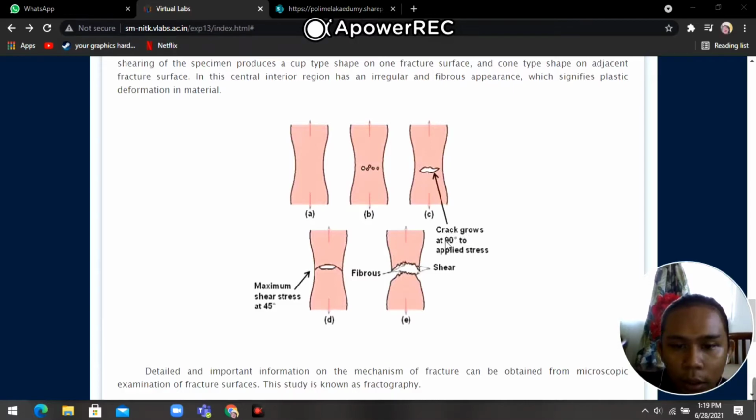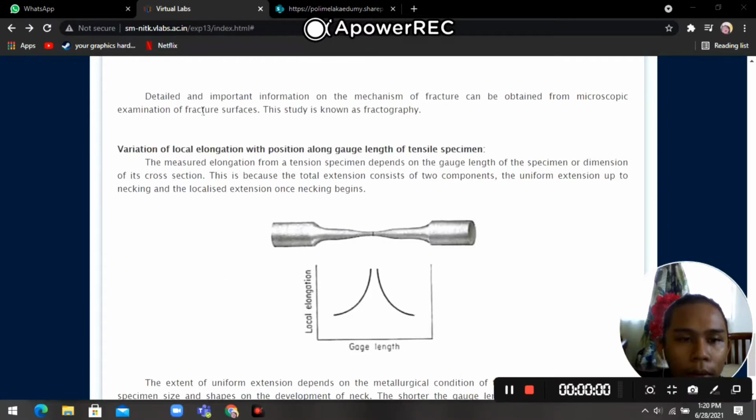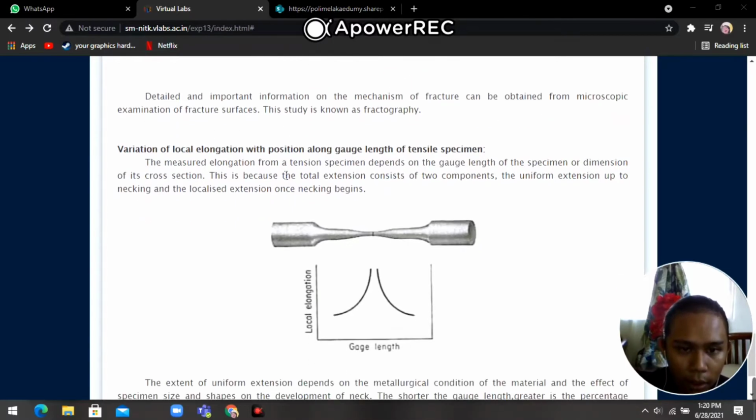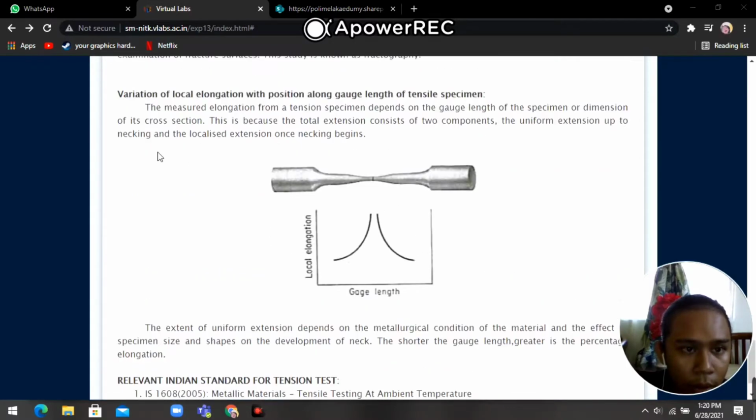Here the crack grows at 90 degrees to the applied stress, with maximum shear stress at 45 degrees. This is a fibrous shear. Detailed and important information on the mechanism of fracture can be obtained from microscopic examination of the fracture surface. This study is known as fractography.